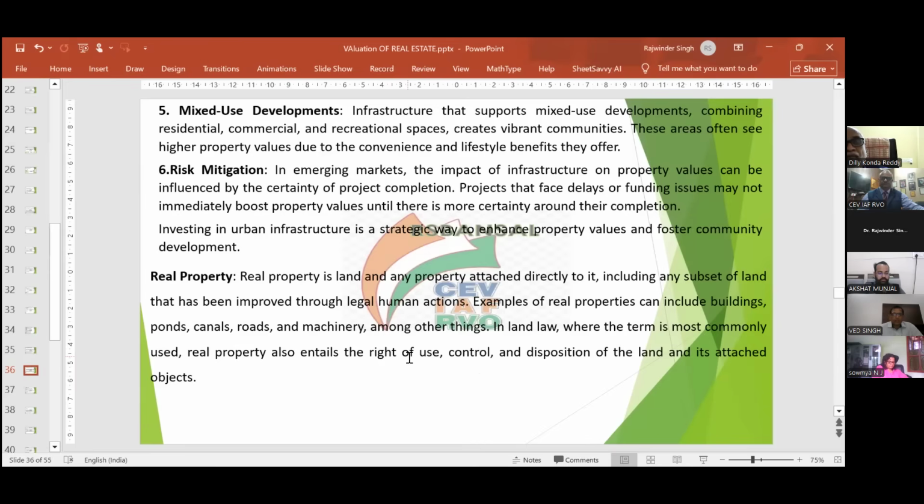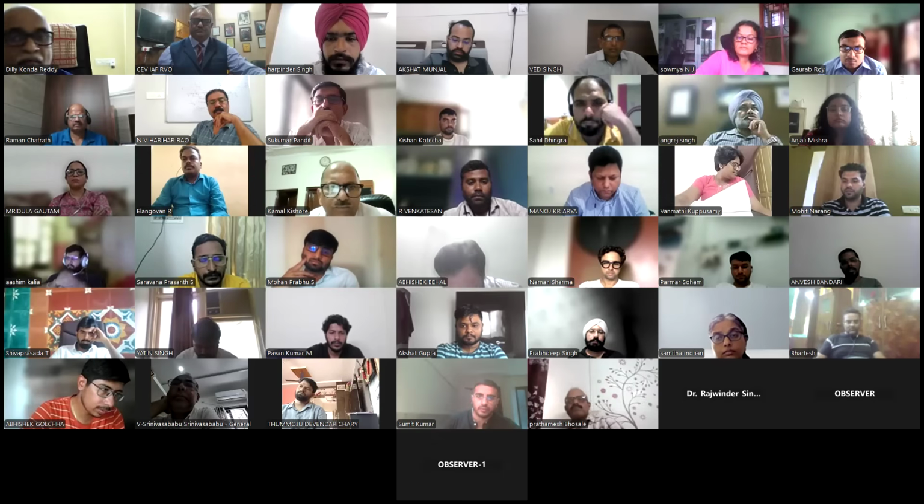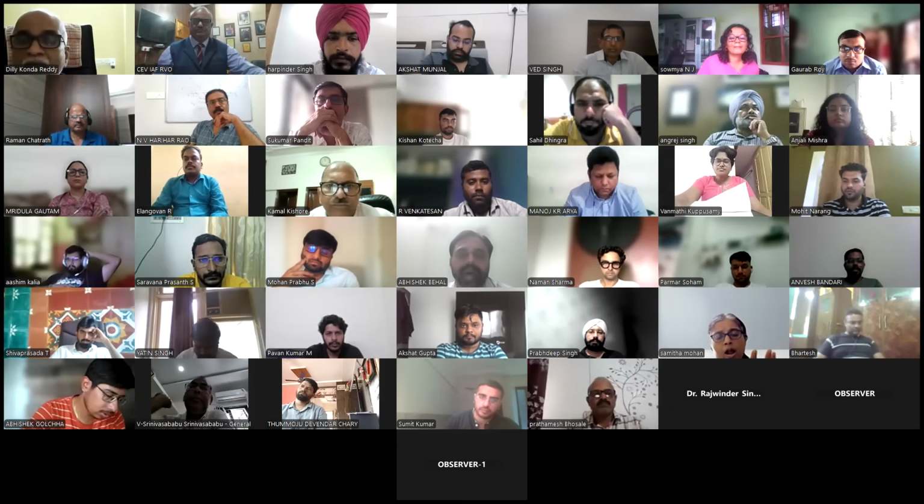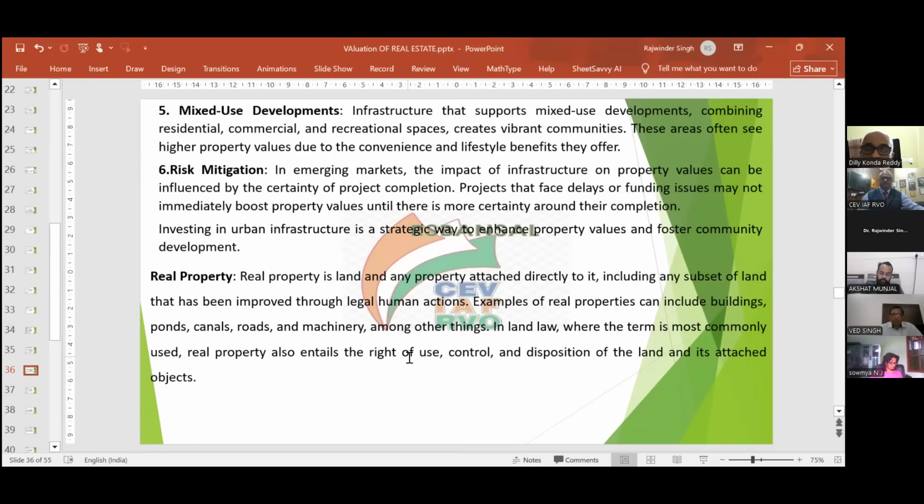Then risk mitigation. In the emerging markets, the impact of infrastructure on property value can be influenced by certainty of project completion. If the developers are able to complete the projects within stipulated time, that will increase the confidence of the buyers and thereby increase the value of the assets. And of course, with the advent of RERA, these things have improved a lot.